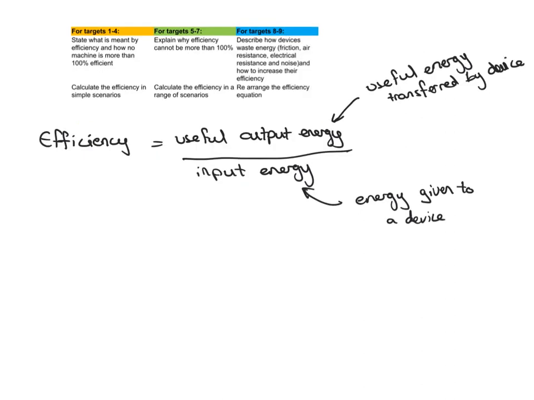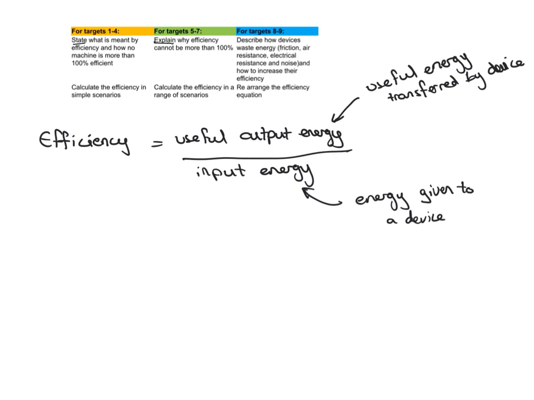So now we're going to have a look at efficiency. You should be able to state what is meant by efficiency, or even the equation. Efficiency is how much useful energy you get out of a machine. And also you should be able to state that nothing is more than 100% efficient. I will also explain it as part of the higher targets.